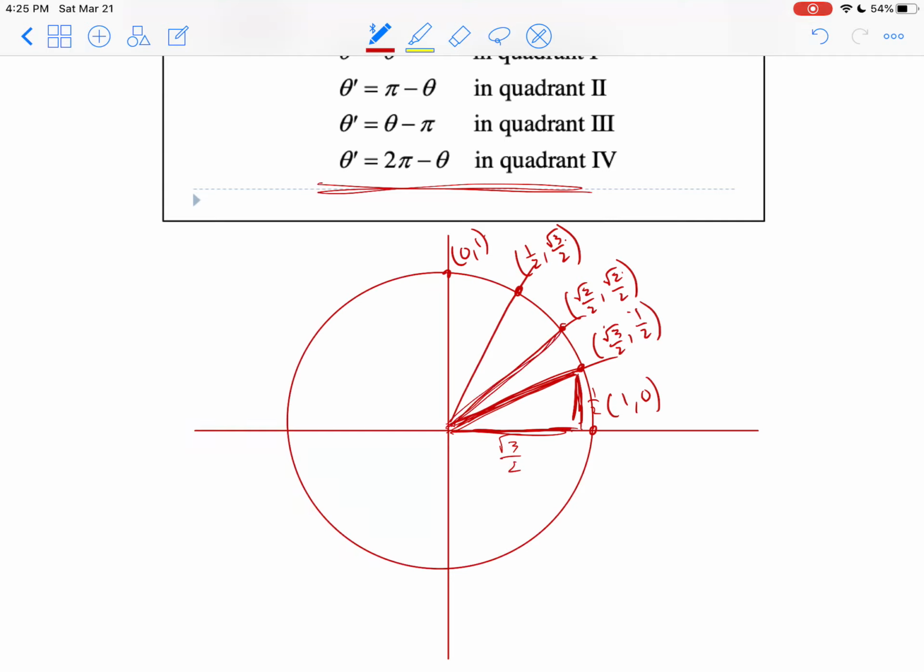Here, it's the same in the x and y direction, so they're both the same value. That's root 2 over 2 and root 2 over 2. And then in this one, I'm not as far to the right as I am up. And so that's how I know that this one's 1/2 and this one's root 3 over 2.